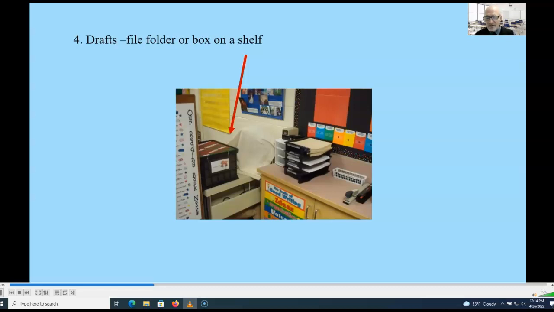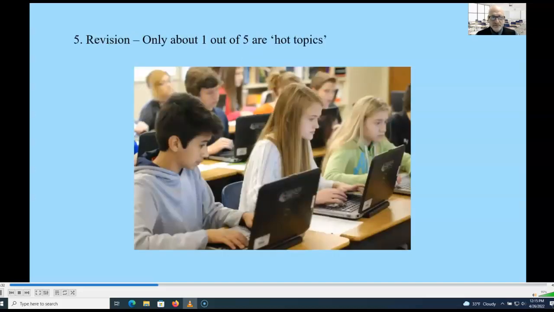When it's time for writing class and they are going to revise, I will say, okay, pick a paper from your folder and we'll be doing the revise, we'll be working on Writer's Workshop today. So drafts are kept in a box someplace other than the desk, on a shelf or a file folder someplace.